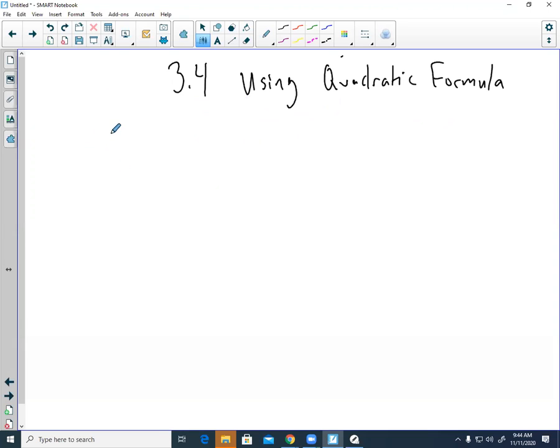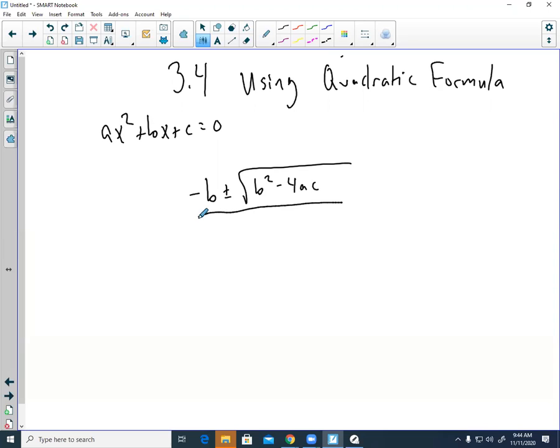So remember, the quadratic formula works for questions like this, where it's ax squared plus bx plus c equals 0. And then the quadratic formula is the opposite of b plus or minus the square root of b squared minus 4ac all over 2a.